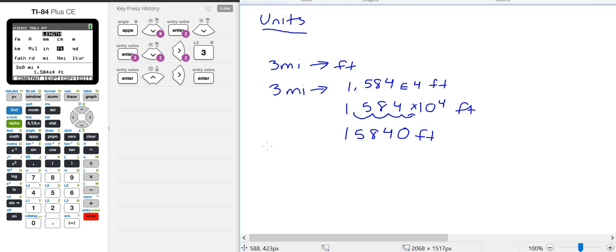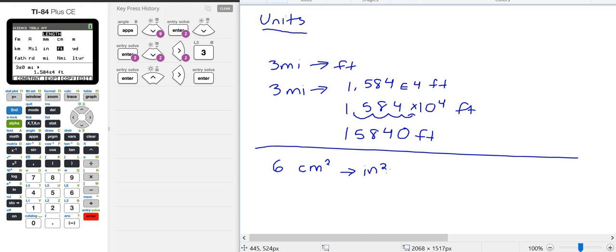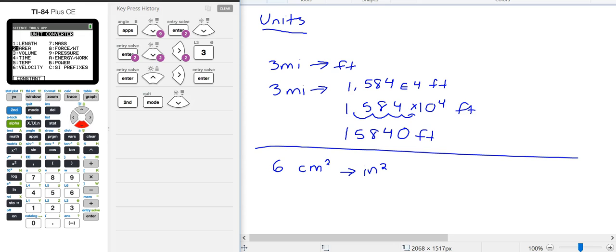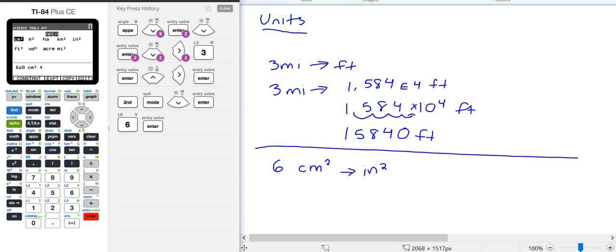Let's look at another example. Let's say we wanted to convert 6 square centimeters into square inches. So this time we're going to use area. So let's go back there. We're going to do quit. We're going to go down to area. We're over the square centimeters. We're going to type a 6 and enter. Then we're going to go to square inches and press enter.